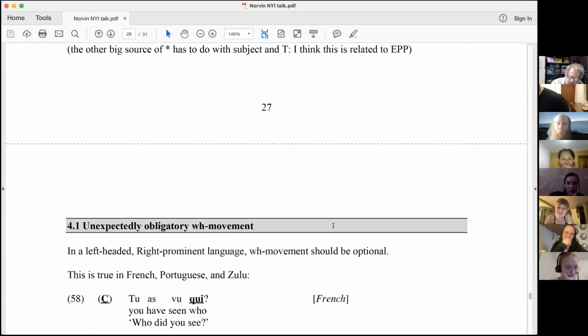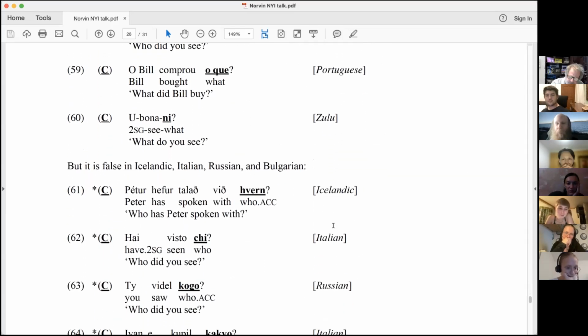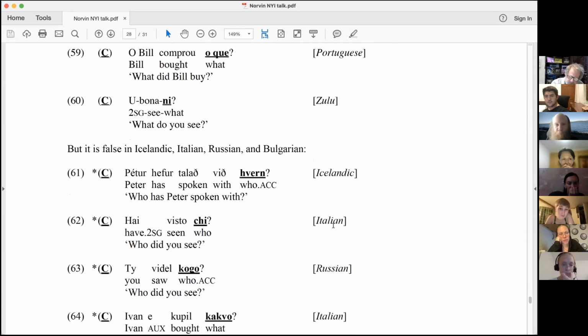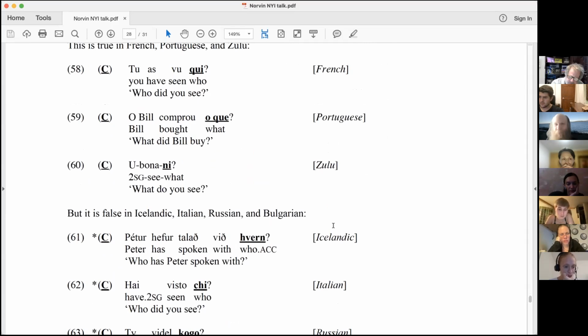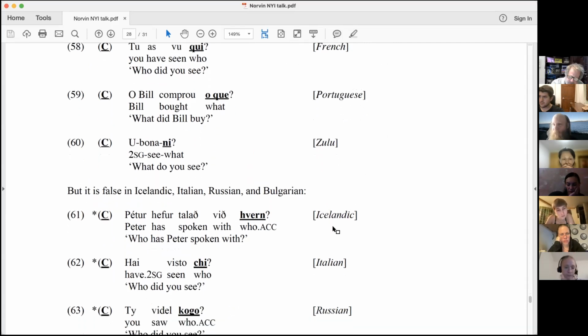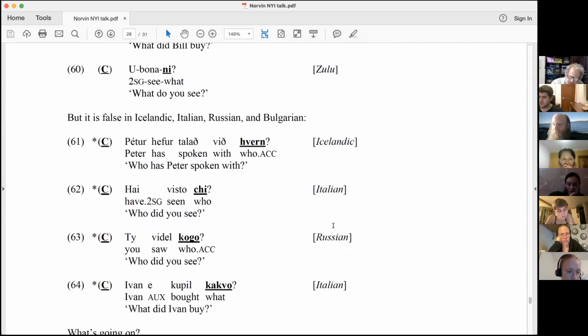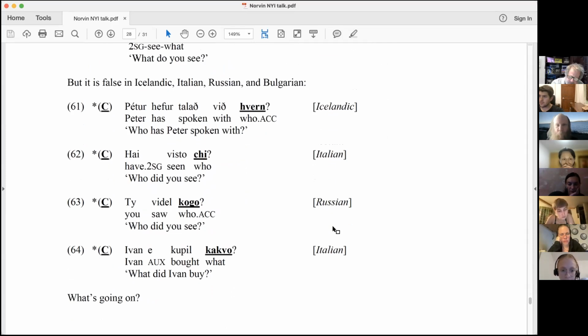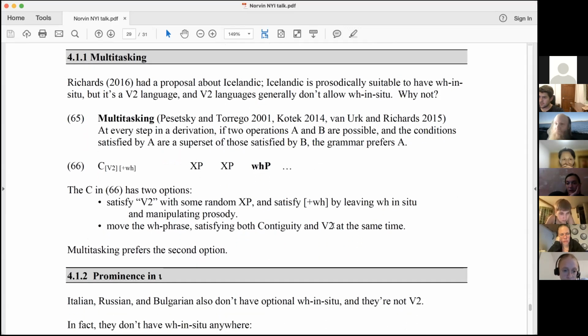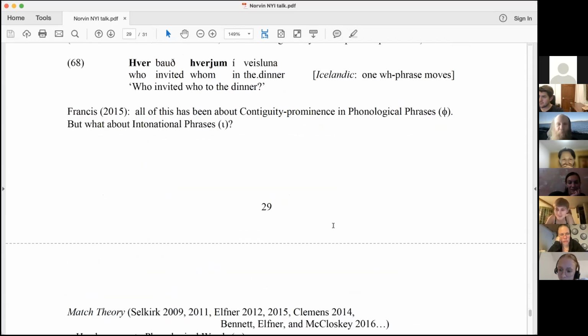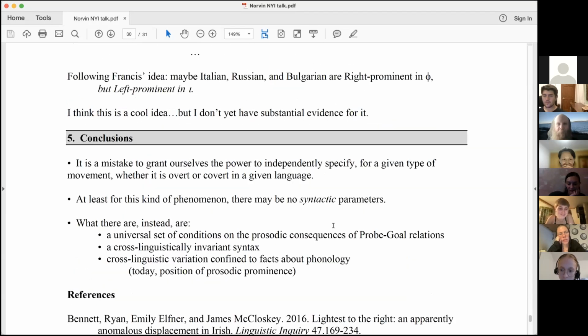One counterexample that some of you may be thinking of: I've shown you that Russian is a right prominent language. I've also shown you that right prominent languages ought to have the option of WH in situ. French, Portuguese, and Zulu are right prominent languages that do have the option of WH in situ, so that sounds pretty good. But Icelandic, Italian, Russian, and I said Italian again, that's not true, that's Bulgarian, do not have WH in situ. In fact, they have overt WH movement. I have a story about why that is. Feel free to ask me. I'll be glad to tell you. So let me just skip this part and get to the conclusions.